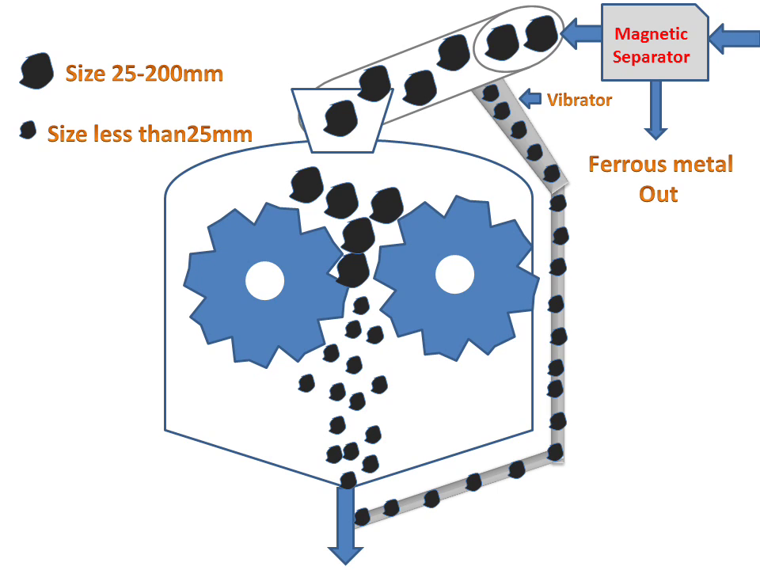So this is the working of the coal crusher for crushing coal into small pieces, so that we can easily use the coal for our power generation.